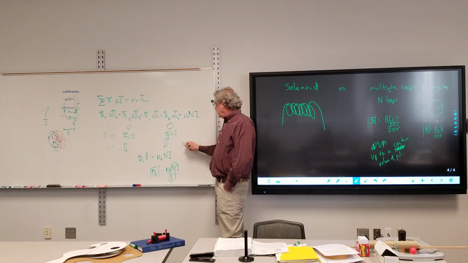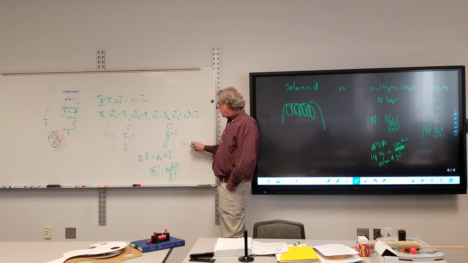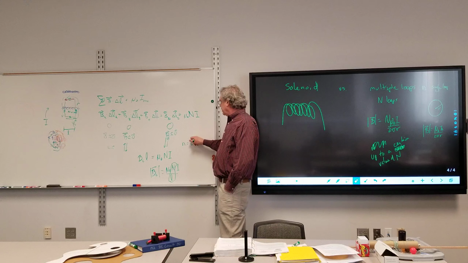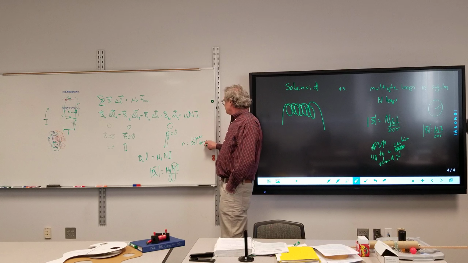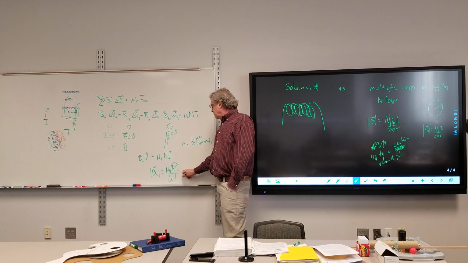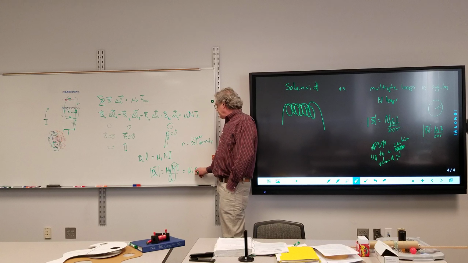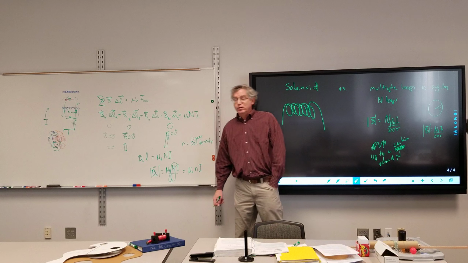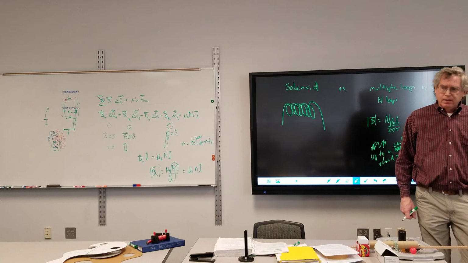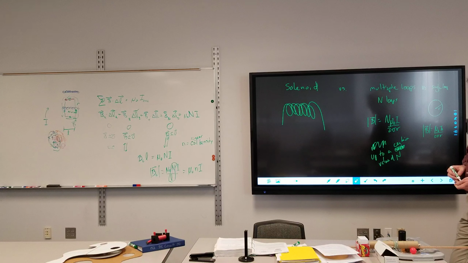And so I will define lowercase n to be the coil density, the linear coil density. And so this becomes mu naught times I times little n. And so we have a formula for the magnetic field at the center of the solenoid. Questions?